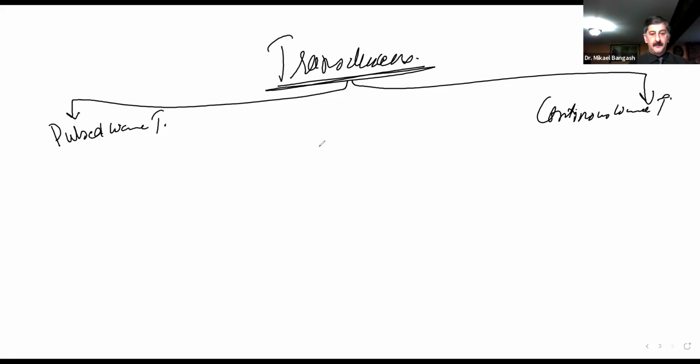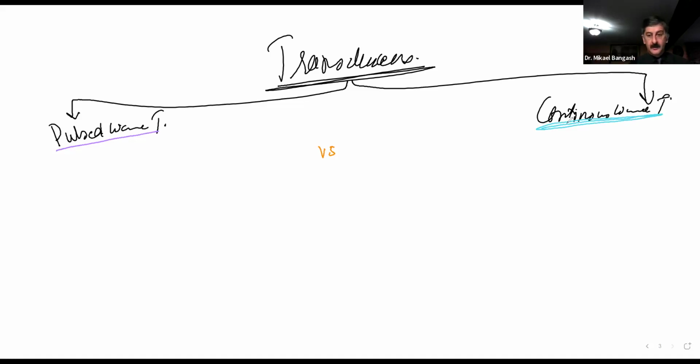Now, what is the main difference between these two here? Is there anybody who would like to tell me what is the main difference between these two here? Continuous wave are therapeutic. Pulse waves produce an image. Okay, good.